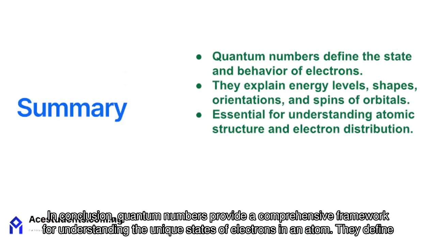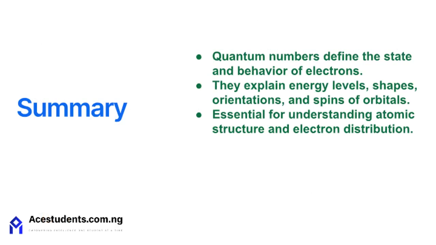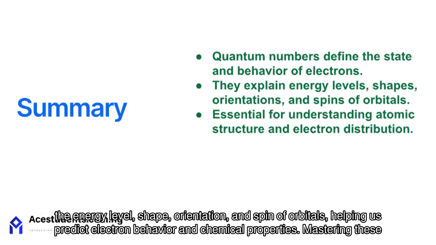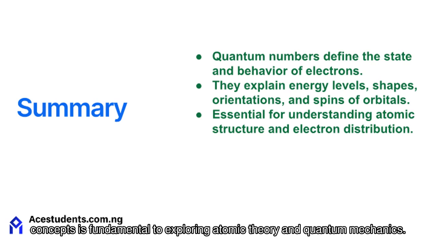In conclusion, quantum numbers provide a comprehensive framework for understanding the unique states of electrons in an atom. They define the energy level, shape, orientation, and spin of orbitals, helping us predict electron behavior and chemical properties. Mastering these concepts is fundamental to exploring atomic theory and quantum mechanics.